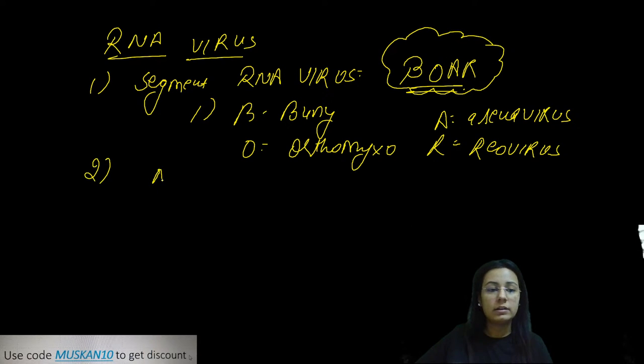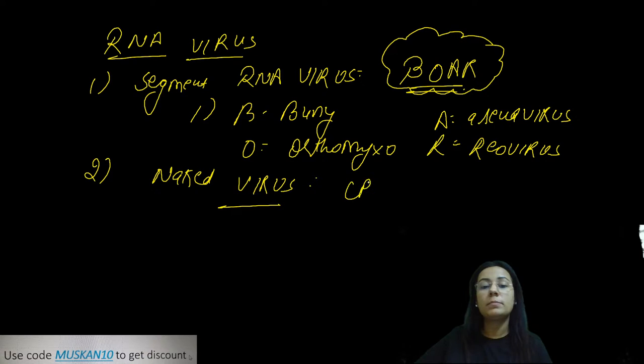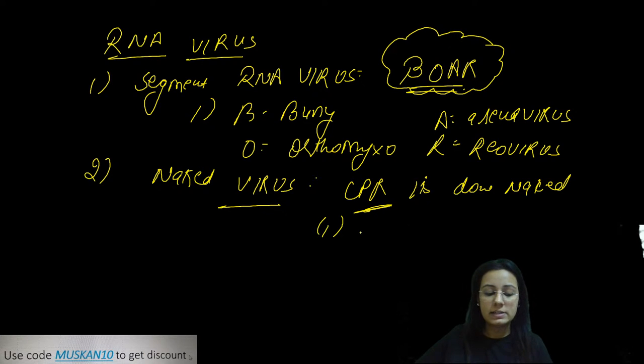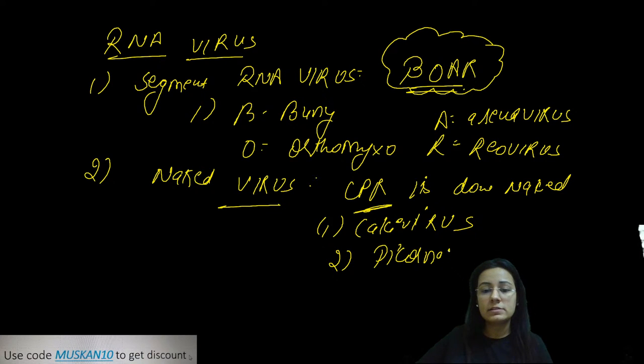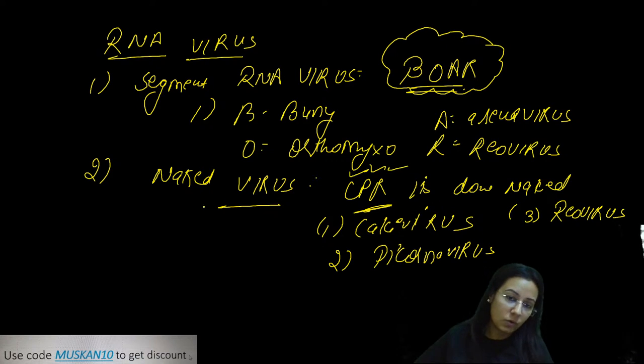Next is the naked virus. So naked virus, humne kaise yaad kiya tha, naked CPR is done naked. Theek hai, so that is the naked RNA virus. C stands for calicivirus, P for picornavirus and R for reovirus. Theek hai, CPR, that is calci, picorna and the reo.